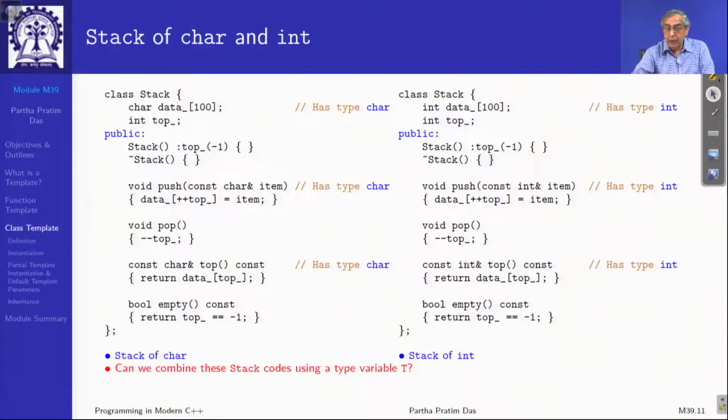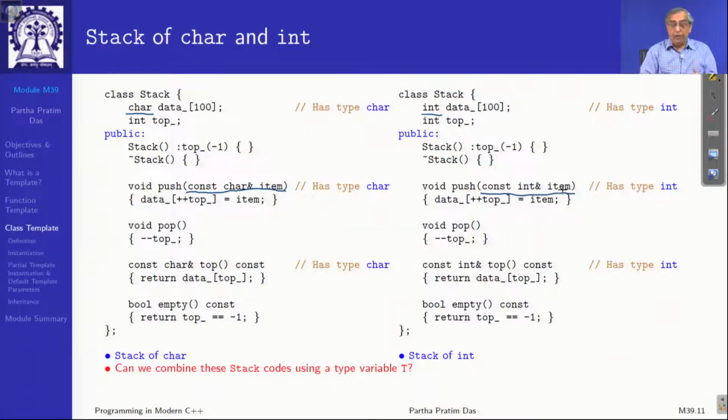Just to give you a more concrete example, here we have side by side the stack implementation. On the left you have a stack of character and on the right you have a stack of integer. You can see that these are the 2 points where the code differs. Similarly, when I want to push, I need to push a character to the stack here, whereas I need to push an integer to the stack here.